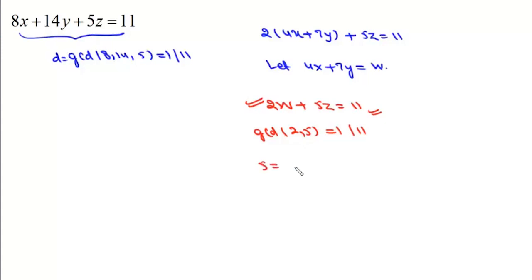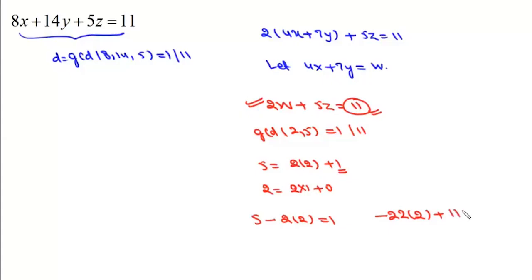Now we can write 5 as 2 into 2 plus 1. Now 2 is 2 into 1 plus 0. So GCD is 1. So we can write 5 minus 2 into 2 is 1. Now we need 11. If we multiply it with 11, we can write minus 22 into 2 plus 11 into 5, and it is equal to 11. So the value of w0 is minus 22 and z0 is 11.